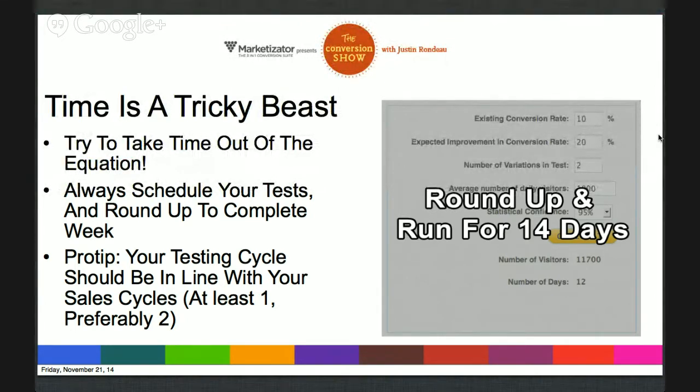So as I said, here's an example where you have an existing conversion rate of 10%. You're expecting a 20% improvement in conversion rate, only 2 variations. Your average number of daily visitors, let's say 1,000. You want a 95% level of confidence. This says you'll need this many visitors based on this average daily value. They tell you it'll take 12 days to do. In that case, round it up to 14. Please, please, please.